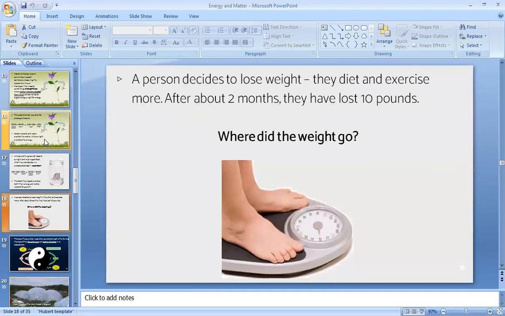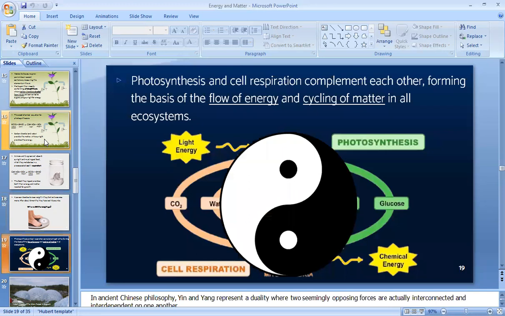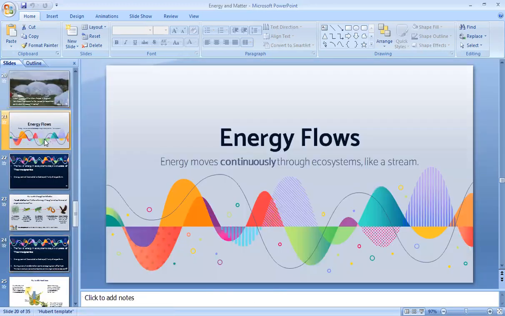A person desired to lose weight, so they dieted and exercised more. After about 2 months, they had lost 10 pounds. How did the weight go? Where did the weight go? Photosynthesis and cell respiration complement each other, forming the basis of the flow of energy and the cycling of matter in all ecosystems.